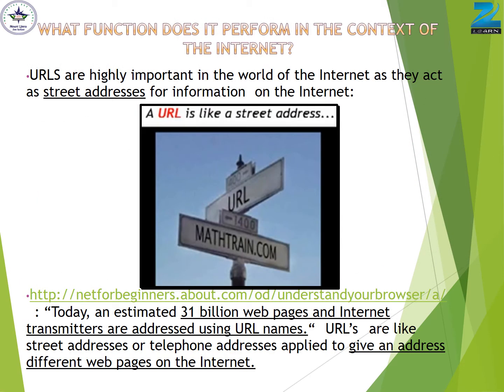What function does it perform in the context of the internet? What is the function of a URL? URLs are highly important in the world of the internet as they act as street addresses for information on the internet. Today, an estimated 31 billion pages and internet transmitters are addressed using URL names. URLs are like street addresses or telephone addresses applied to give an address to different web pages on the internet. So each and every web page on the internet has a different address, and that we can locate through a URL.